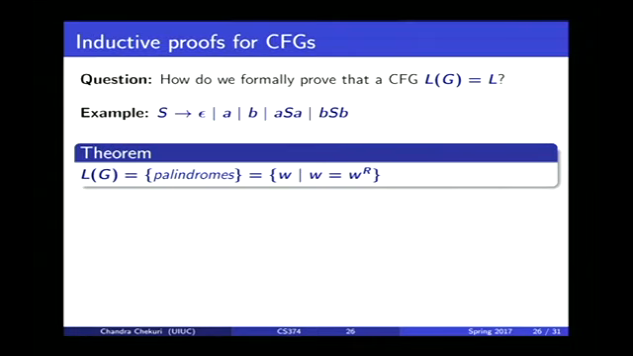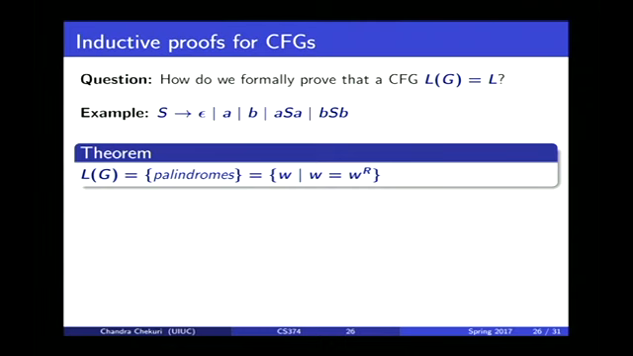Now let me tell you a little bit about proving things. So this is the grammar we started out with, which is for palindromes. S goes to epsilon, A S A, or B S B. I want to prove that this grammar generates precisely the set of palindromes over A, B. Okay, how do we prove it?